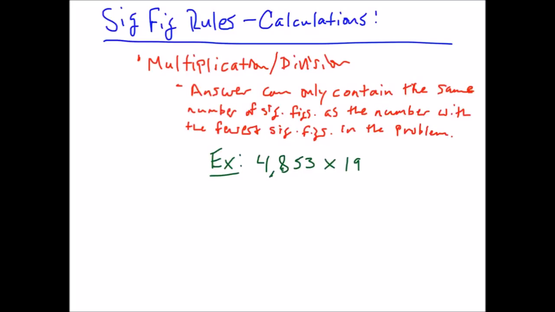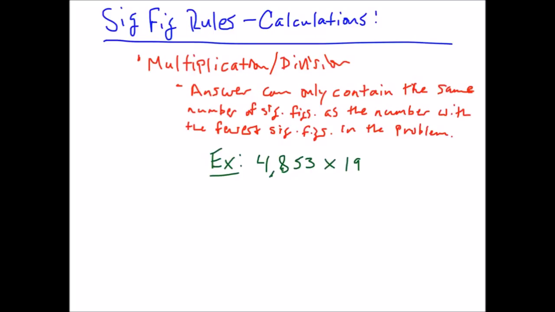So we'll go with the multiplication division rule first. The rule is that the answer of a multiplication division problem can only contain the same number of sig figs as the number with the fewest sig figs in the problem. So what that means is, down here in our example problem, we have one number, 4,853. How many sig figs does that number have?